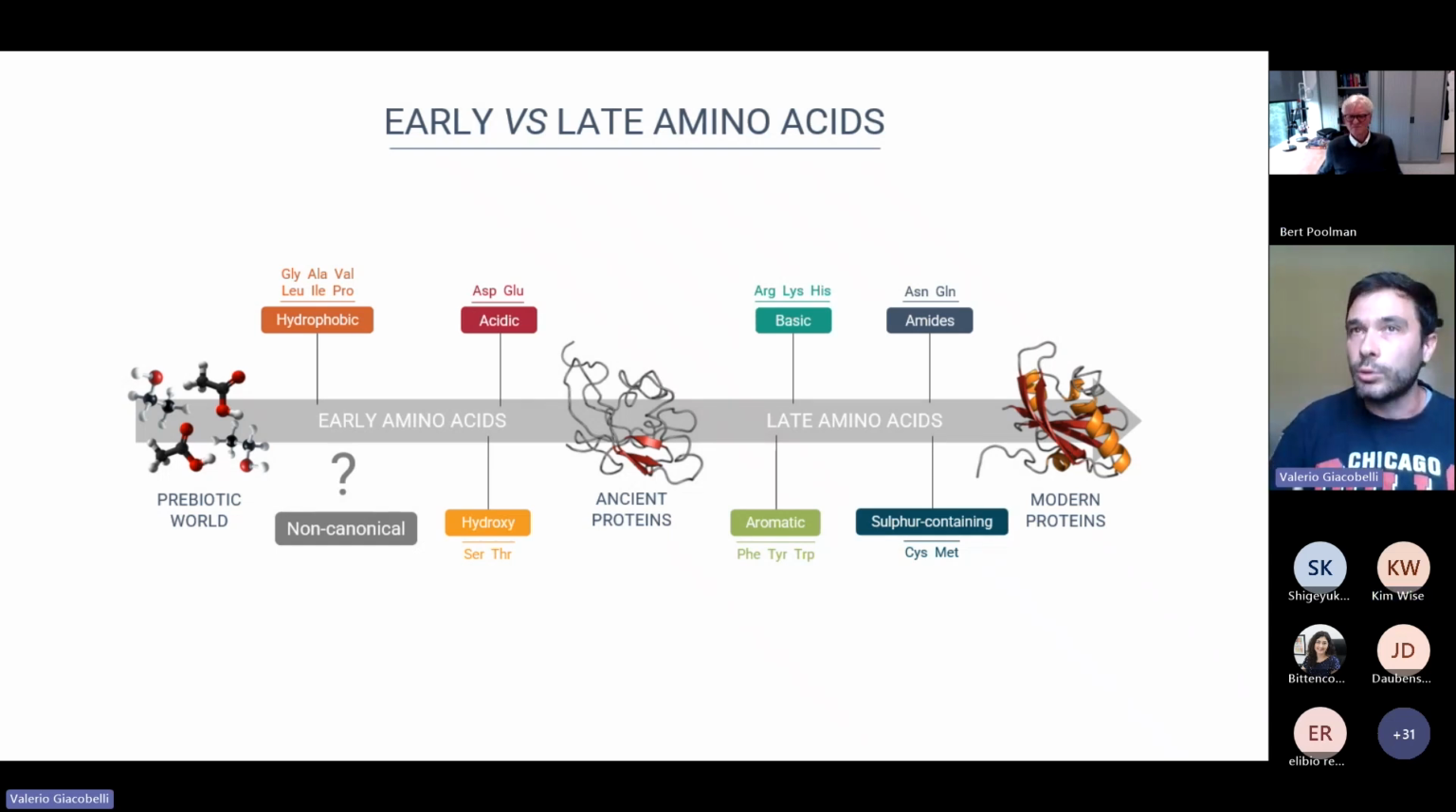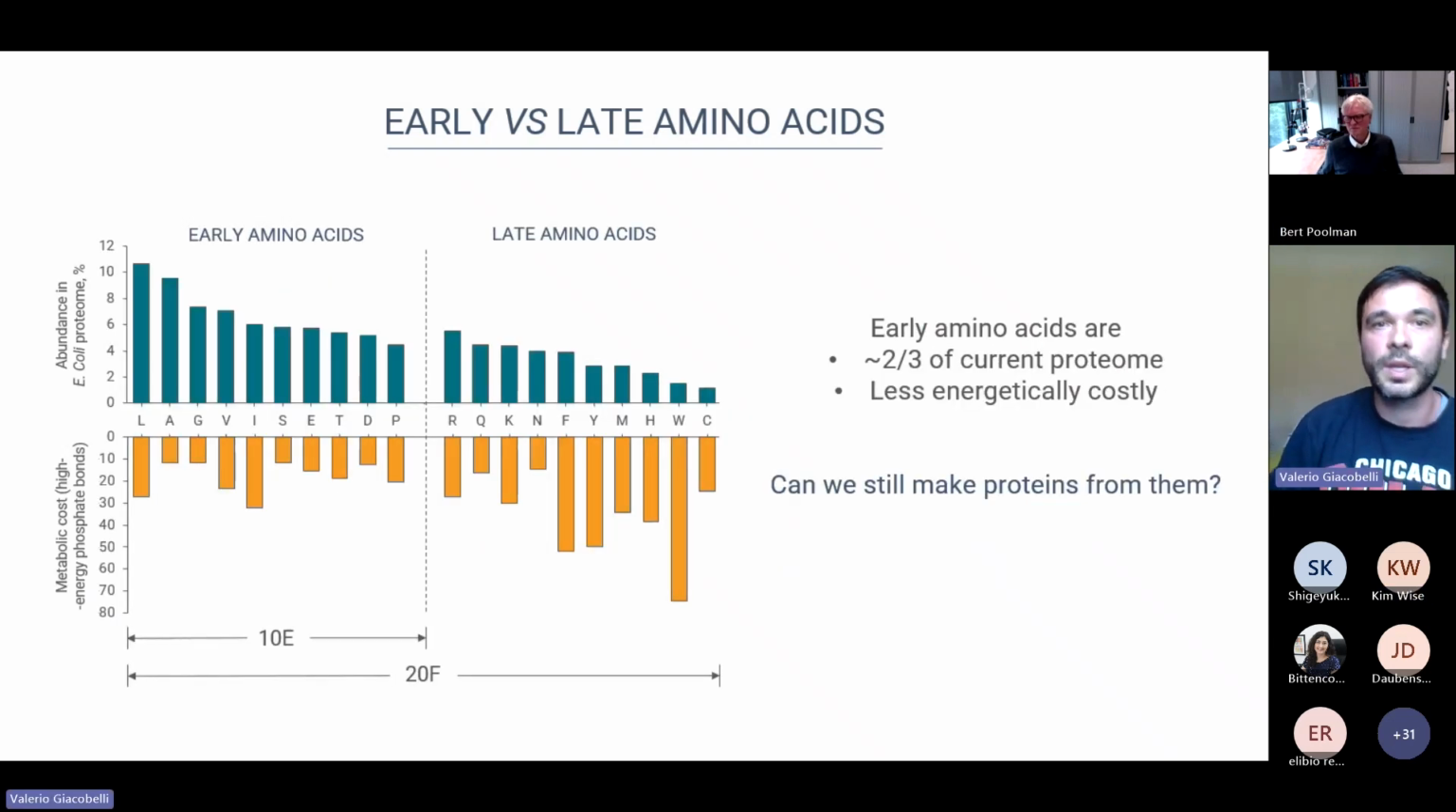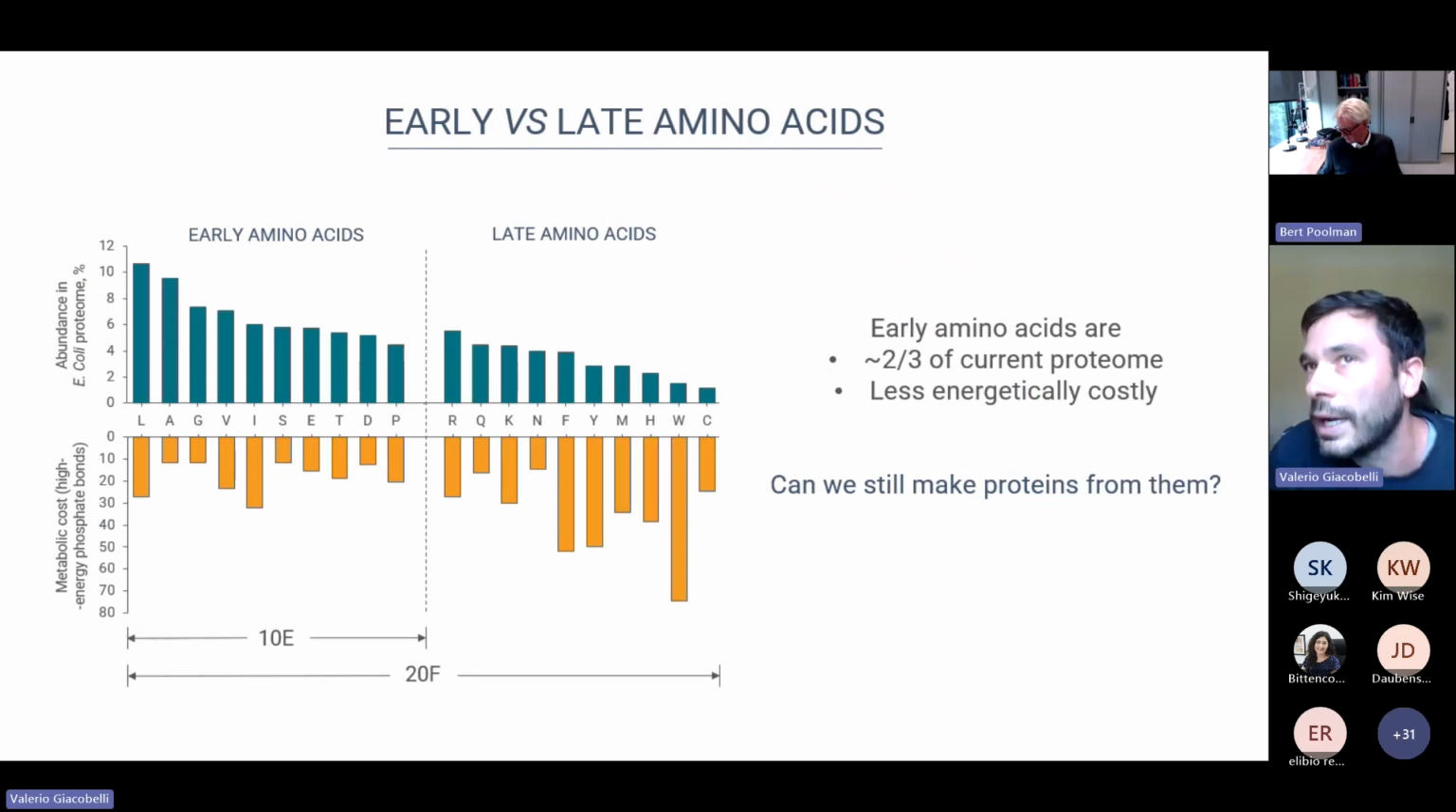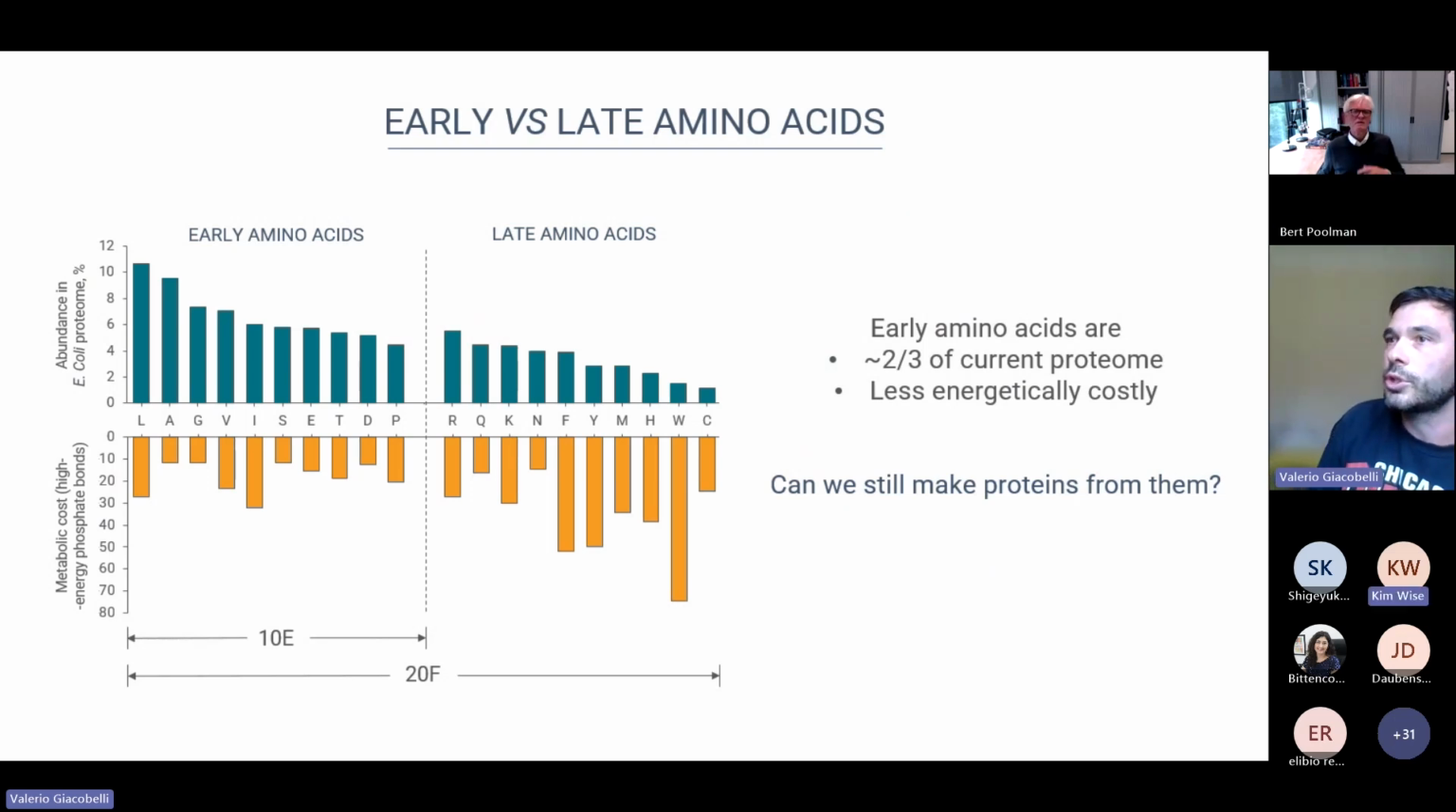Through evolution, the genetic code acquired the more complex ones, maybe also thanks to the development of some metabolic pathways that made them from scratch. We can also see some evidence of this in modern cells. This is just an example of the E. coli proteome, where you can see the distribution of the different amino acids. We can see that the 10 early amino acids are much more abundant in the modern proteome compared to the late set.